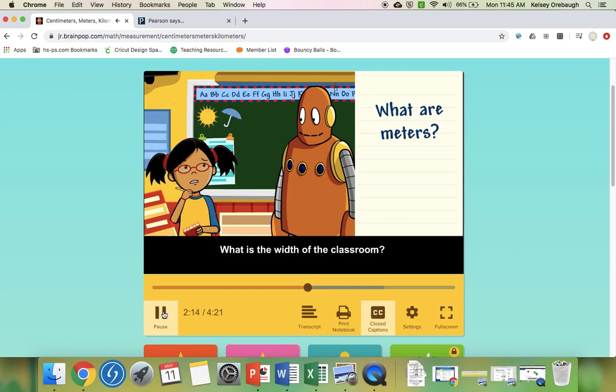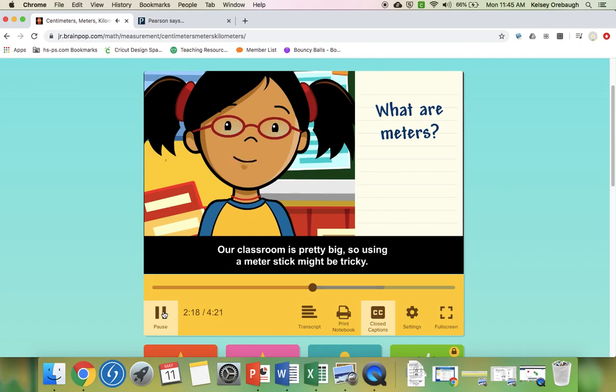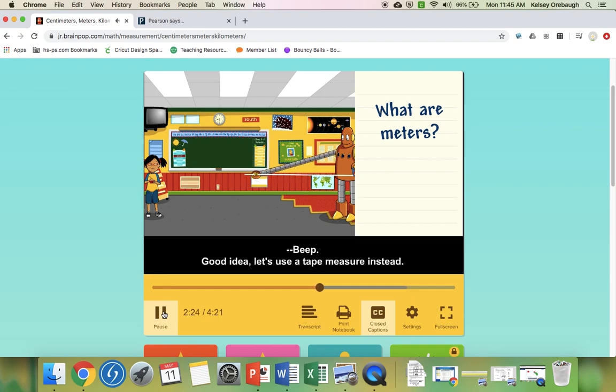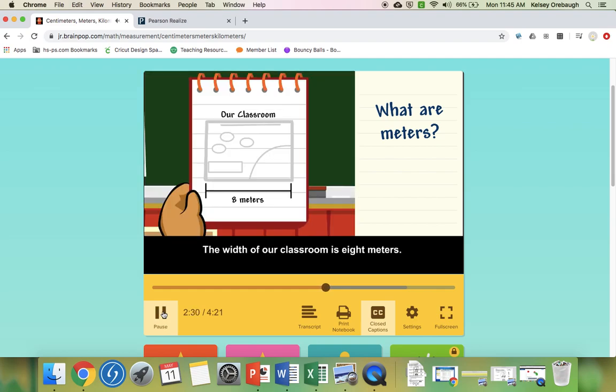What is the width of the classroom? Our classroom is pretty big, so using a meter stick might be tricky. Good idea. Let's use a tape measure instead. Tape measures are more flexible and usually quite a bit longer than the meter sticks or yardsticks and rulers that we have. The width of our classroom is 8 meters.